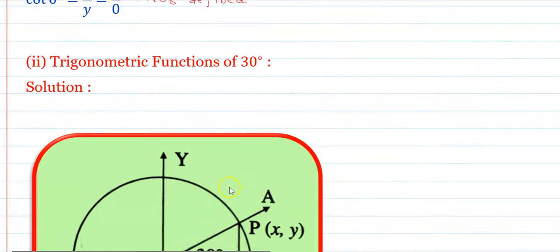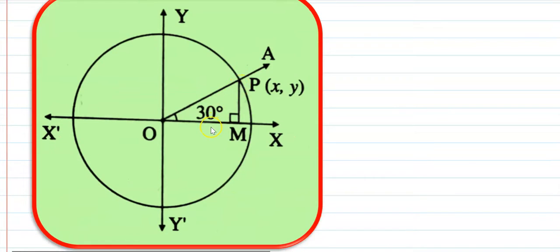Now the next, trigonometric functions of 30 degree. Now see this here. The terminal arm OA makes an angle of 30 degree in the positive direction of the x-axis. The coordinate of the point P is xy. From P, draw the perpendicular PM on the x-axis. OP is equal to r. It's a unit circle of radius 1. Side opposite to angle 30 degree, तर ती किती असणार आहे? It is 1 upon 2.